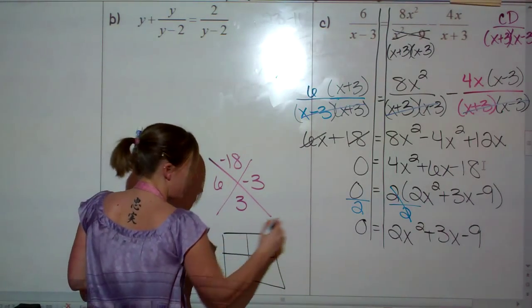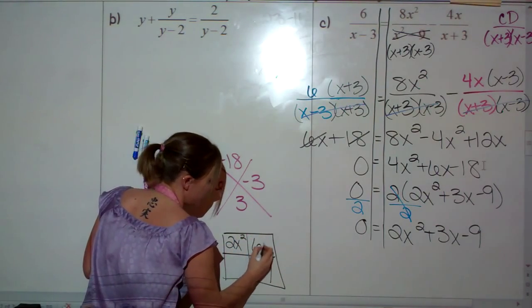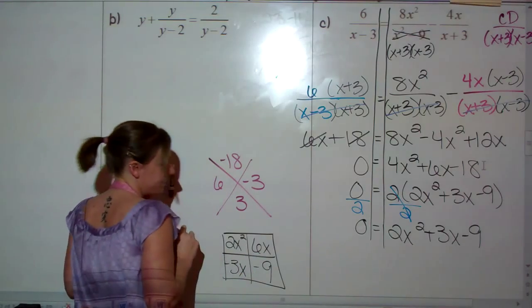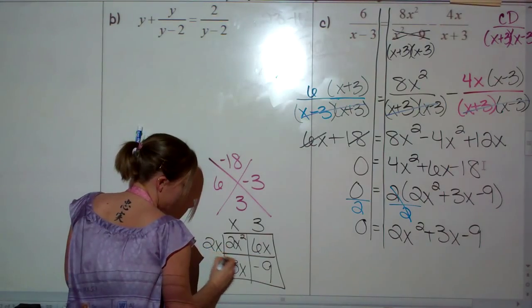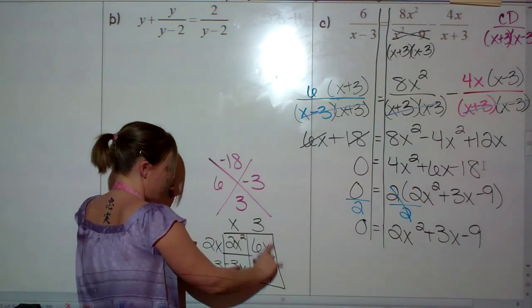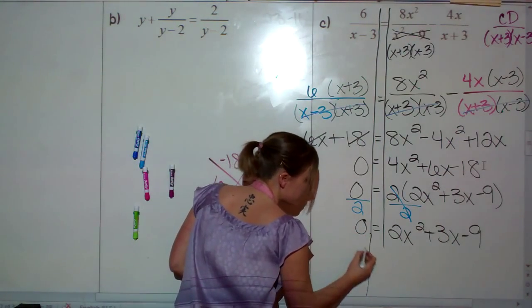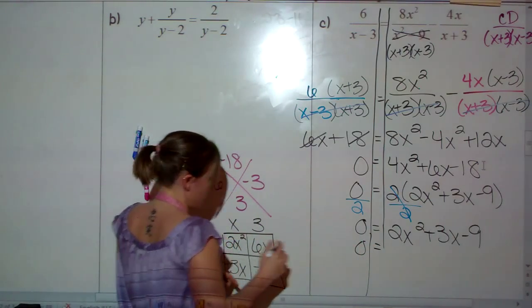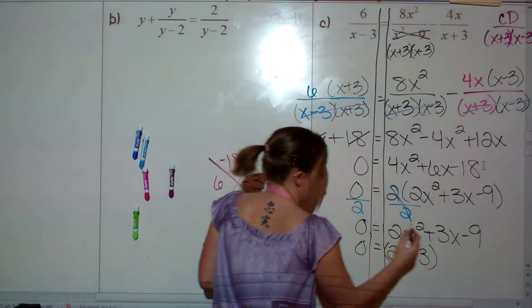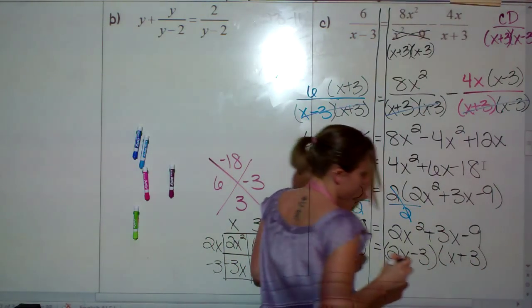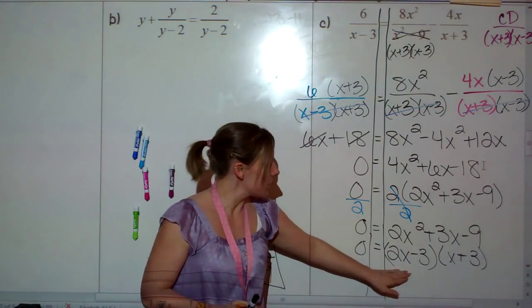Okay, and we factor by grouping: 2x squared, negative 9, and then these two are in here, 6x and negative 3x. So our GCFs are x and 3, 2x and negative 3. Those multiply together, so those are our factors: 2x minus 3 and x plus 3.